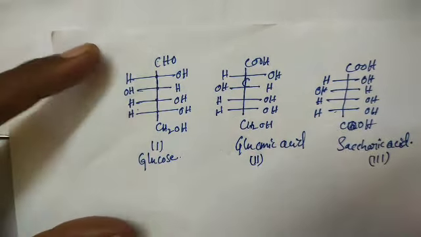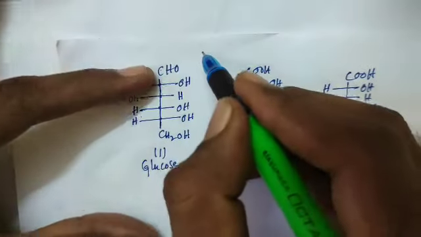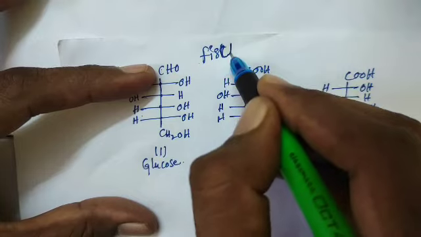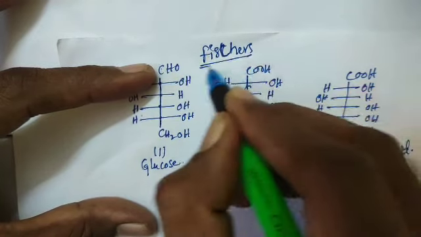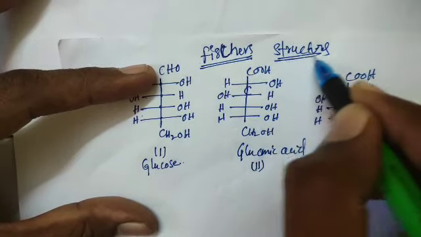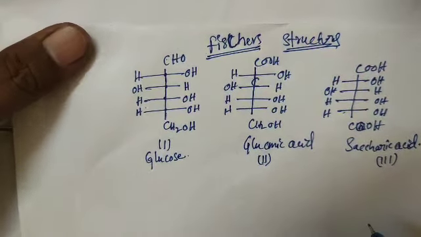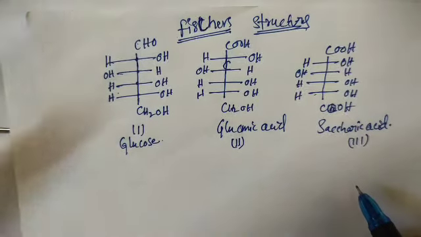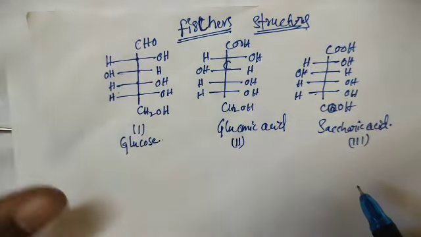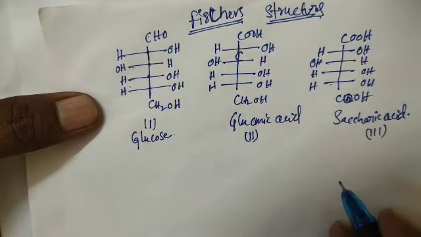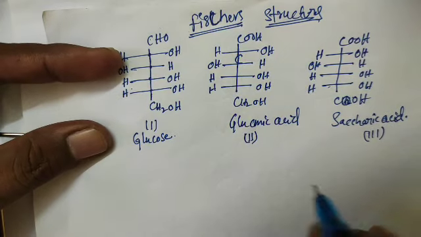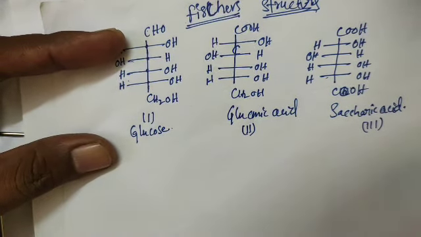We call these Fisher's structures. In these three structures he explained that after many studies, glucose has 3 different structures, that is these 3, as he said.